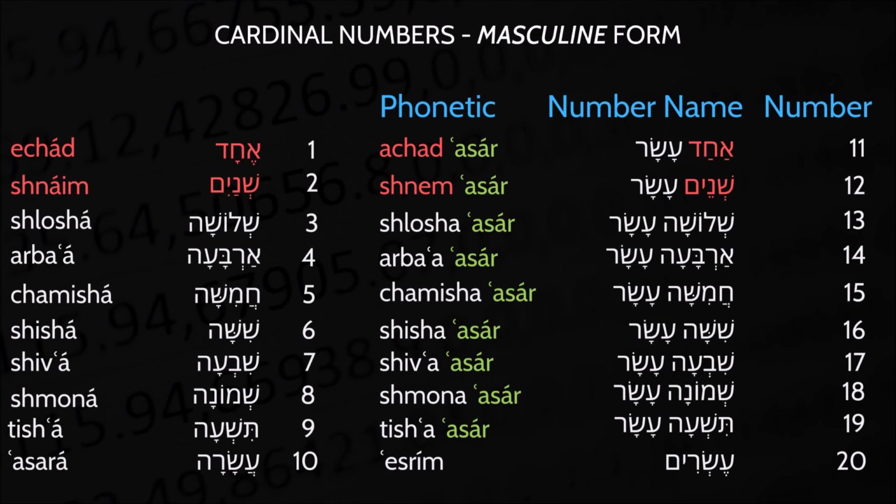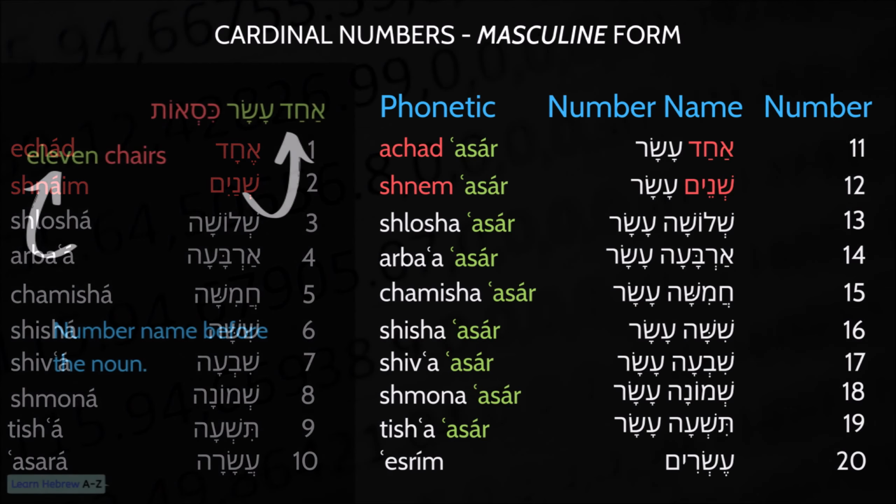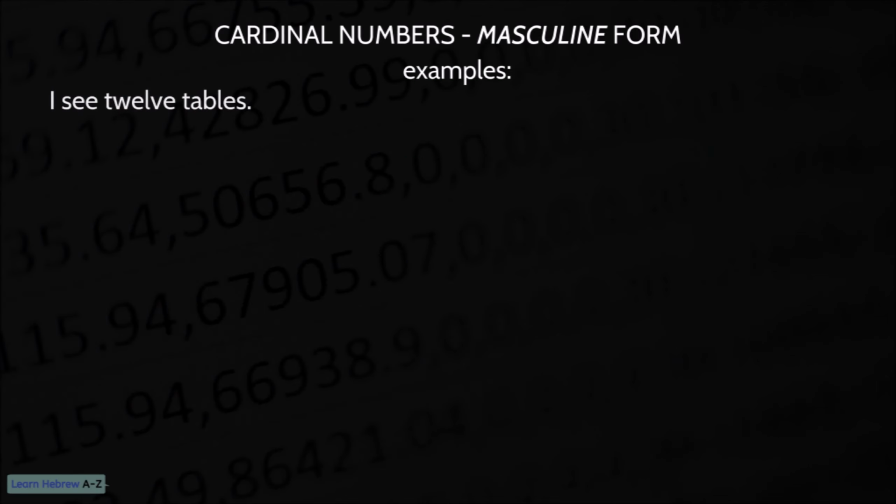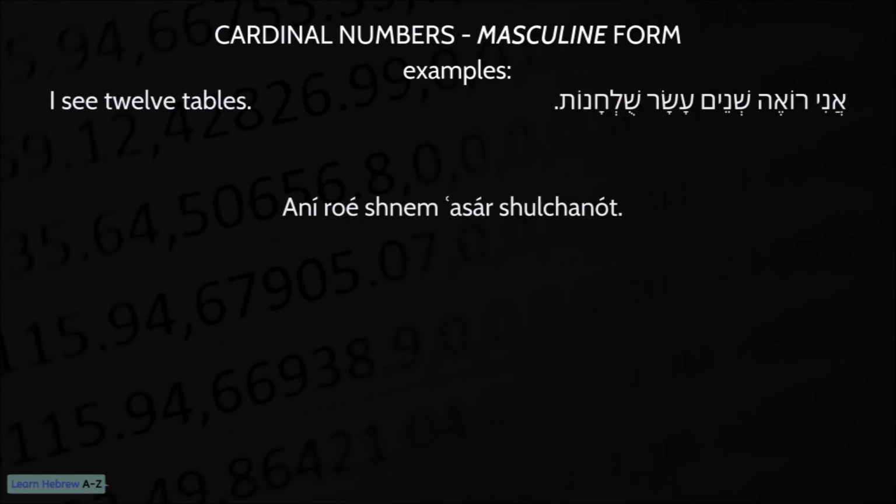One last thing to notice is that the cardinal number name will always come before the noun, like in English. 11 chairs, 11 כיסאות. Now, let's see some examples. We will focus on masculine nouns, in our case, tables or שולחנות. I see 12 tables. אני רואה 12 שולחנות.